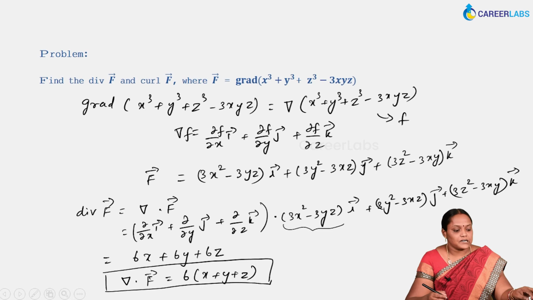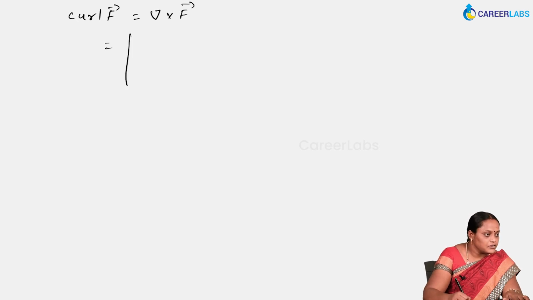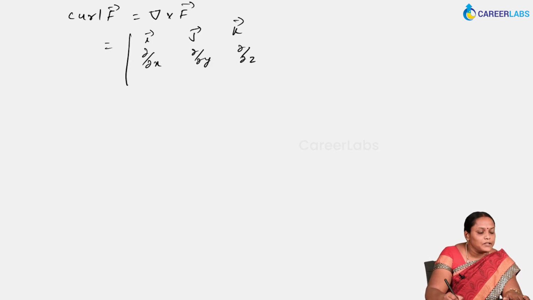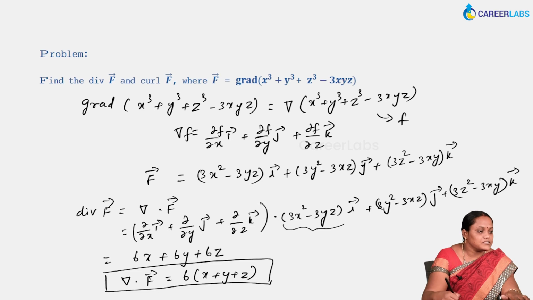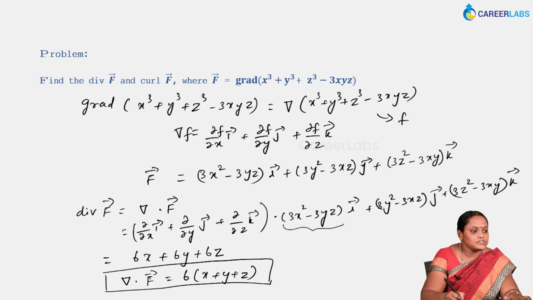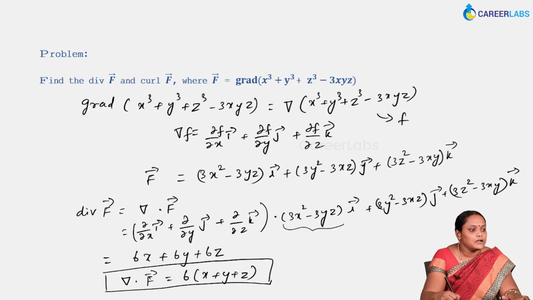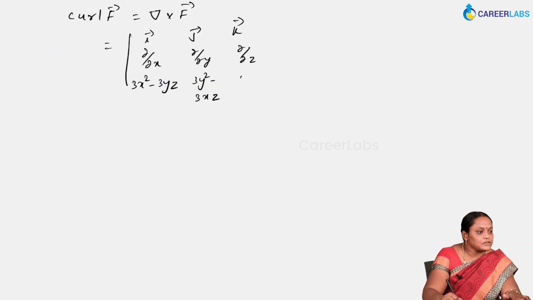Now we will find what is curl F vector. Curl F vector is nothing but del cross F vector. So this is nothing but the determinant of i vector, j vector, k vector, then the components of del, that is ∂/∂x, ∂/∂y, ∂/∂z, then the components of F vector, that is 3x² − 3yz, and for the second term 3y² − 3xz, then 3z² − 3xy.